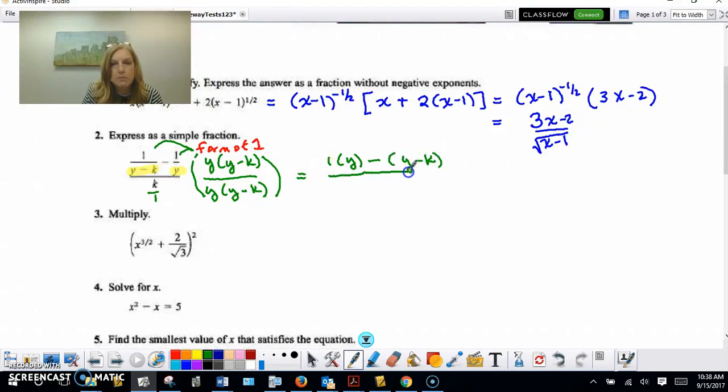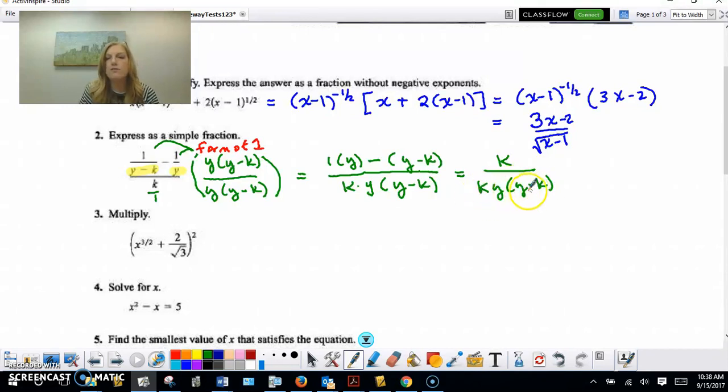Be careful about parentheses because it is going to matter that you distribute there. And then you have your y minus k. And see, in one step, we have eliminated the complex fraction and gone to a regular fraction where we can now simplify the top. We can collect like terms. y minus y would go away, and then minus negative k becomes k, over k times y, y minus k.